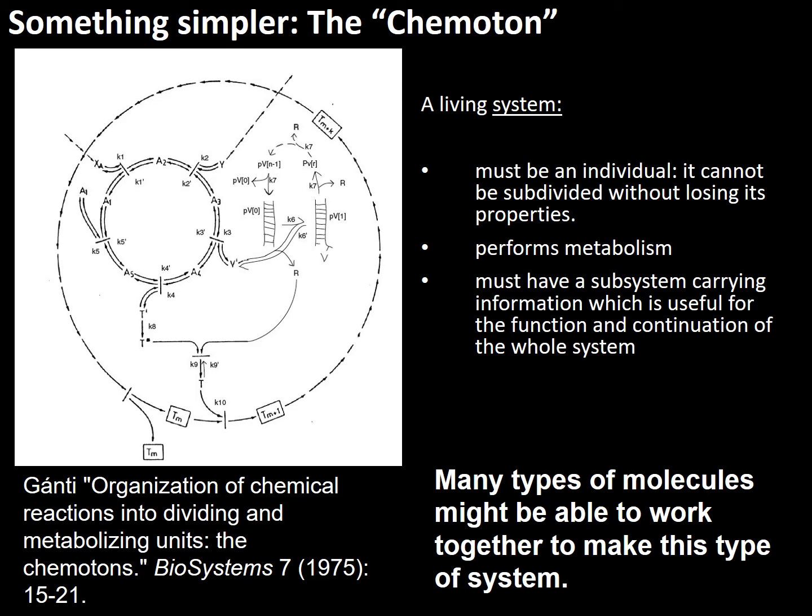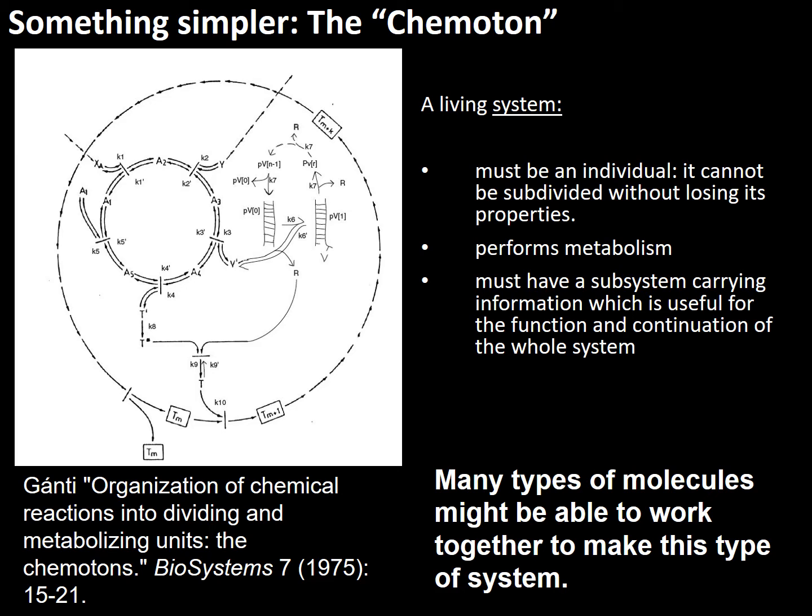For example, the metabolic work to make the components of the other subsystems, perhaps having a subsystem that encapsulates or keeps all the components in a temporal or spatially organized way together, and some sort of informational subsystem that helped maintain the organization of the cell over time, or the chemoton over time.